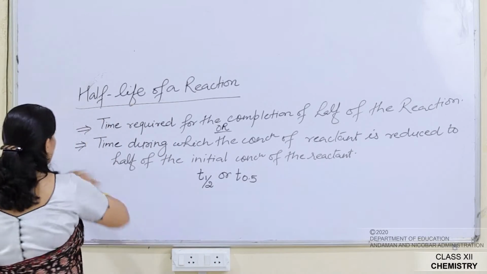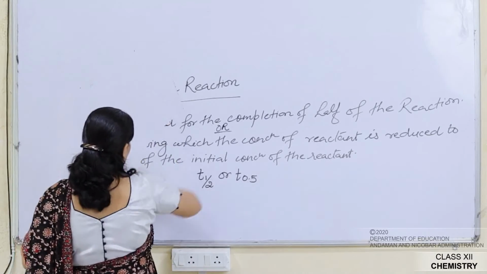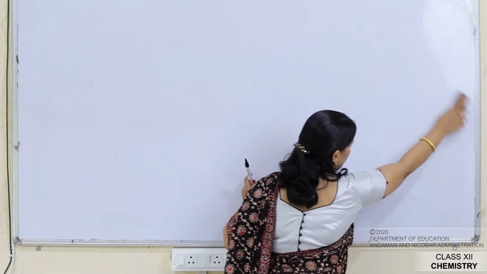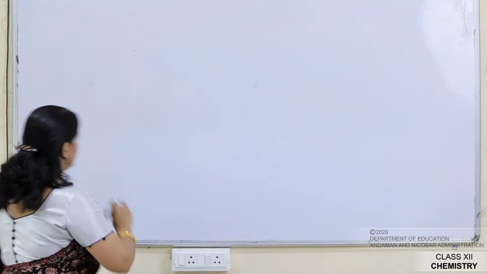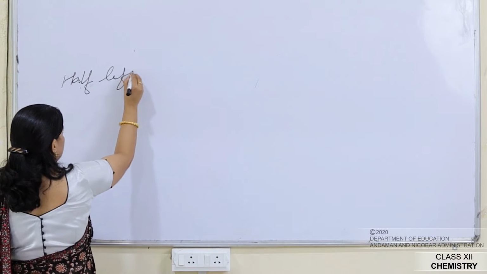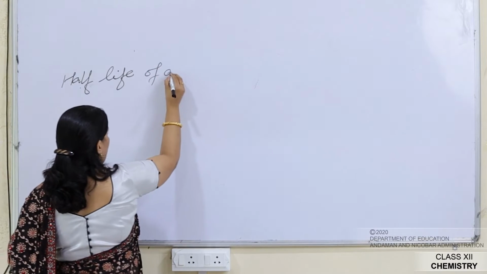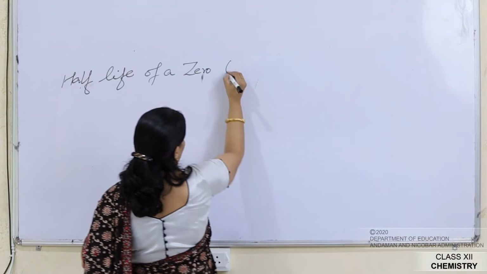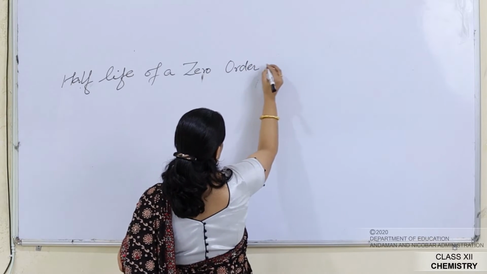Now we move to derive the equation for the half-life period of a zero order reaction. The half-life of a zero order reaction.